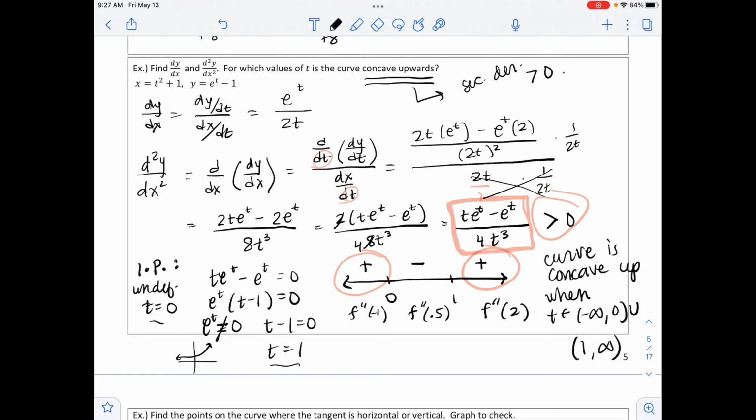And also we don't include 0 or 1 because at those points that's where it is an inflection point and that concavity is changing. So make sure you use parentheses when writing out your intervals.